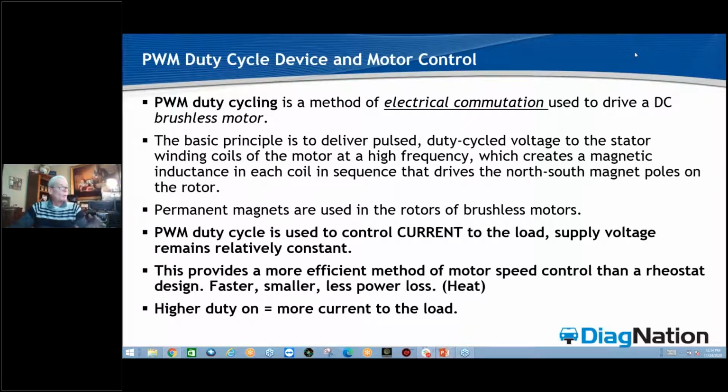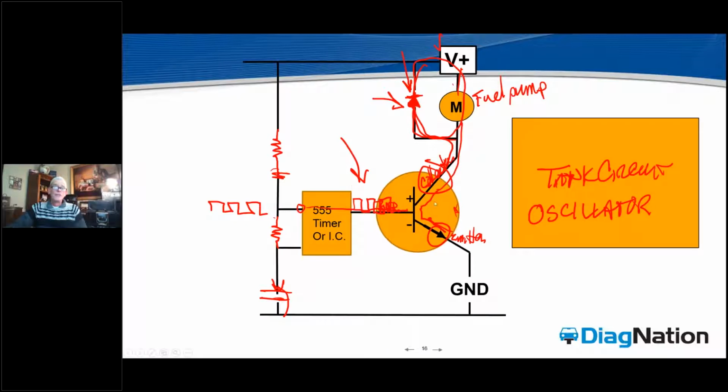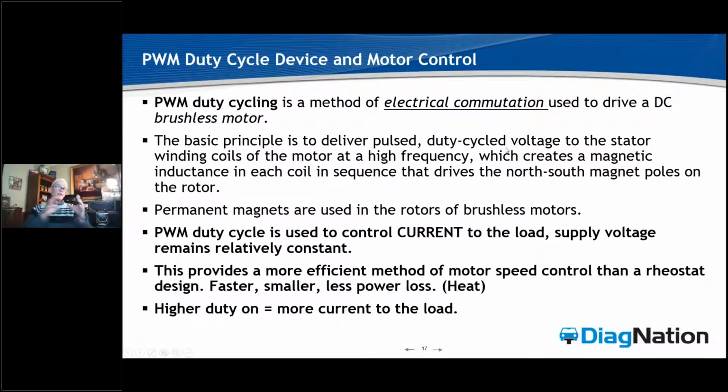Now, I'm going to keep rolling because there's a lot to cover here between now and 1 o'clock. So the basic principle here is to deliver or drive, okay? And when I say drive, I'm talking about this. This here is your driver, okay? This is driving current to the load, okay? So we're going to drive pulsed duty cycled voltage right to the stator windings of the motor at high frequency, which is going to create a magnetic inductance.